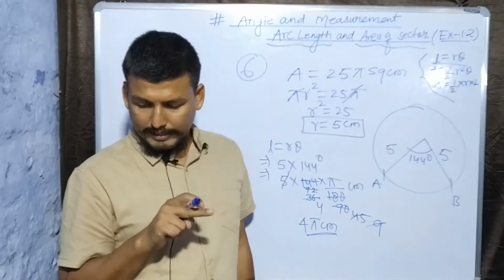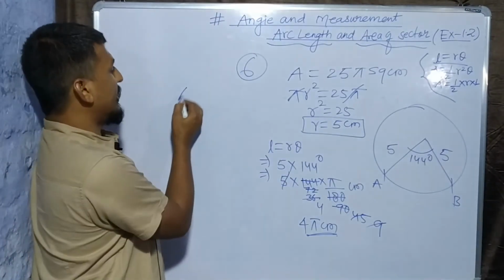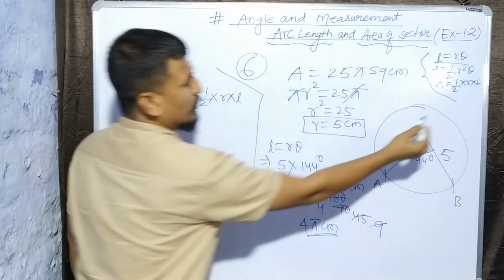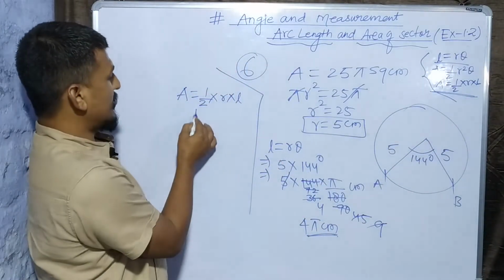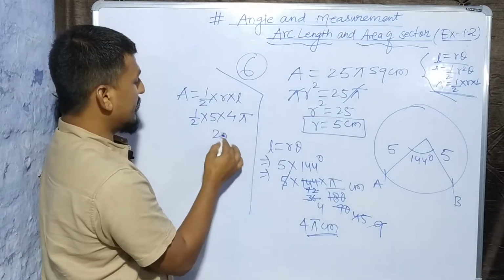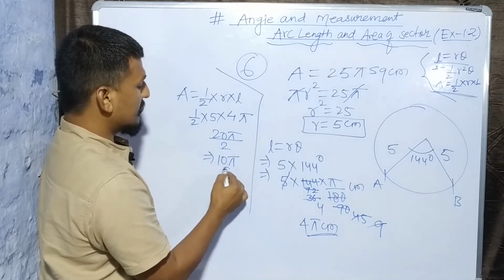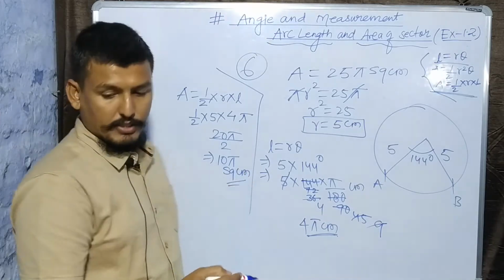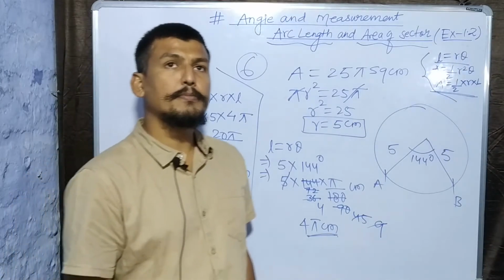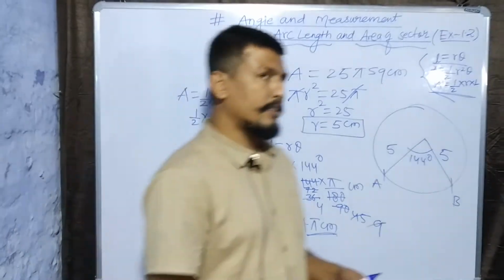Again in question number 6 you have to find the area of the corresponding sector. So area is half into r into L. This formula I have used. So it is half into 5 into 4 pi, so 20 pi by 2. This becomes 10 pi square centimeter. 10 pi square centimeter is the answer. So this was question number 6.